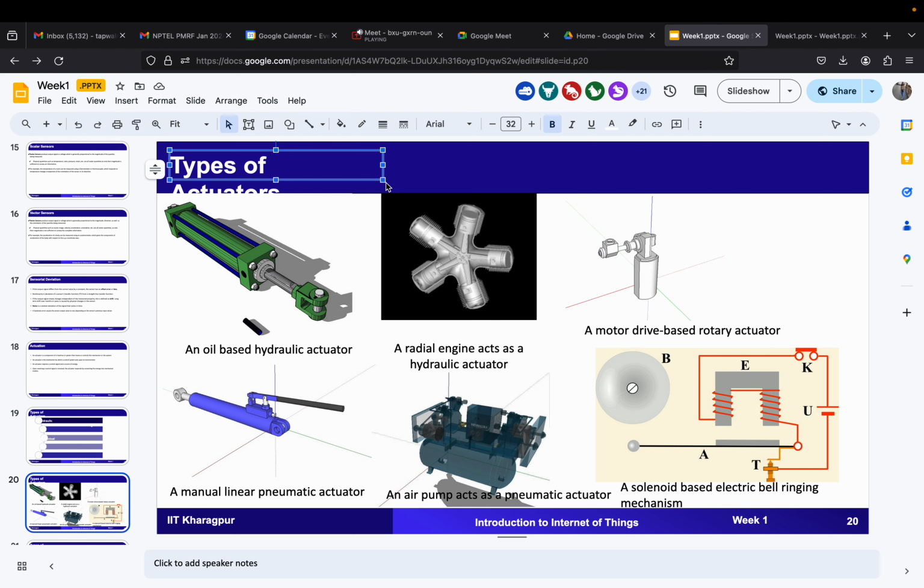Now the next slide is different types of actuators. Here also, like we discussed different types of sensors, here are the pictures of different types of actuators. First one is an oil-based hydraulic actuator. Second one is a radial engine acting as a hydraulic actuator. Third one is a motor-driven rotary actuator. Fourth one is a manual linear pneumatic actuator. Fifth one is an air pump acting as a pneumatic actuator. And sixth one is a solenoid-based electric bell ringing mechanism.